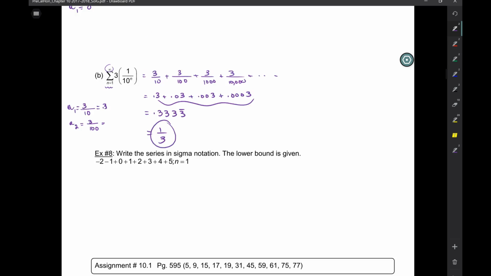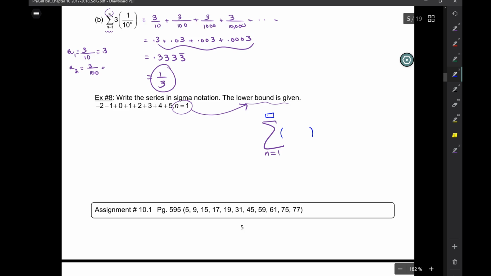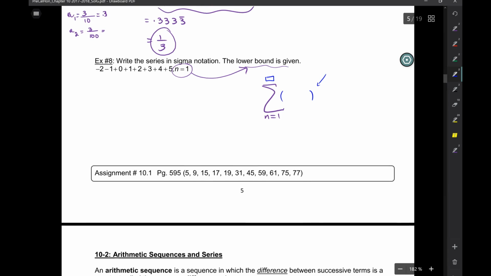All right, one more. All this was just preliminary stuff. Example 8 is the real part. It says to write this series in sigma notation, and the lower bound is given. So what I want is sigma, going from n equals 1 to something. I need to know how far to go, and I need to know what that formula is. This is going to be a formula that defines each term in the sequence.